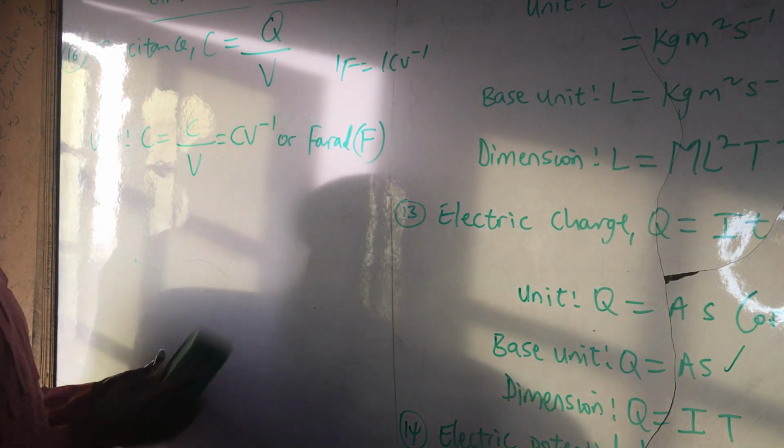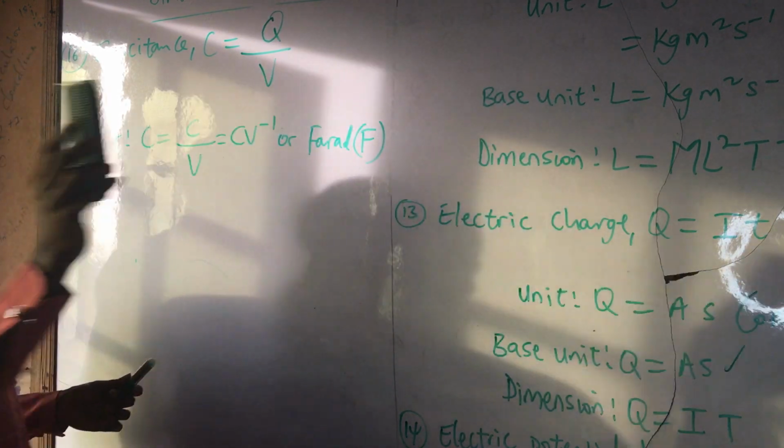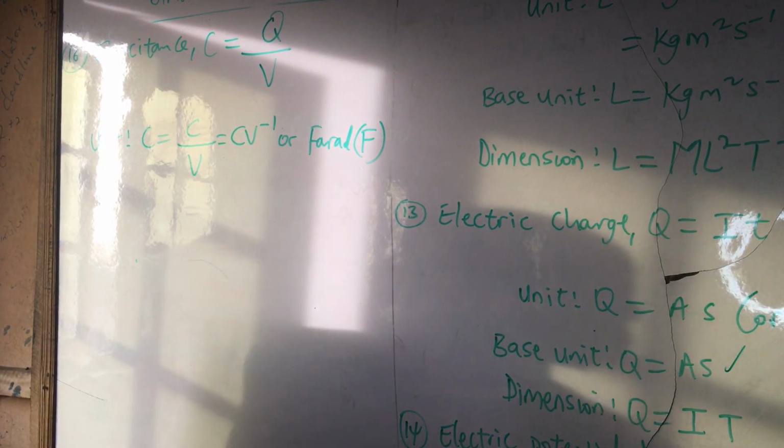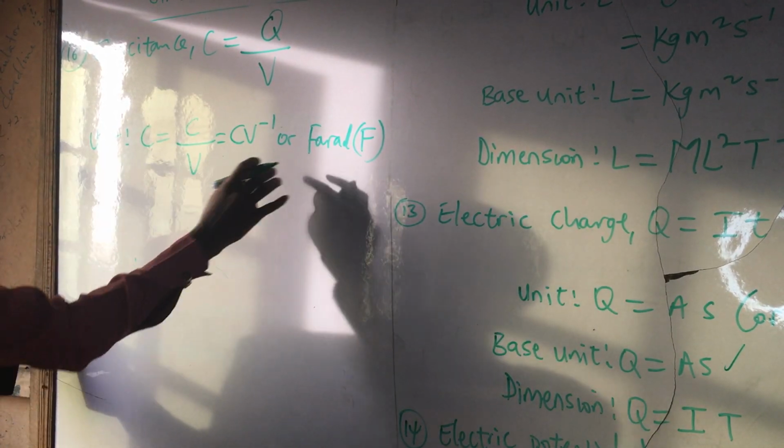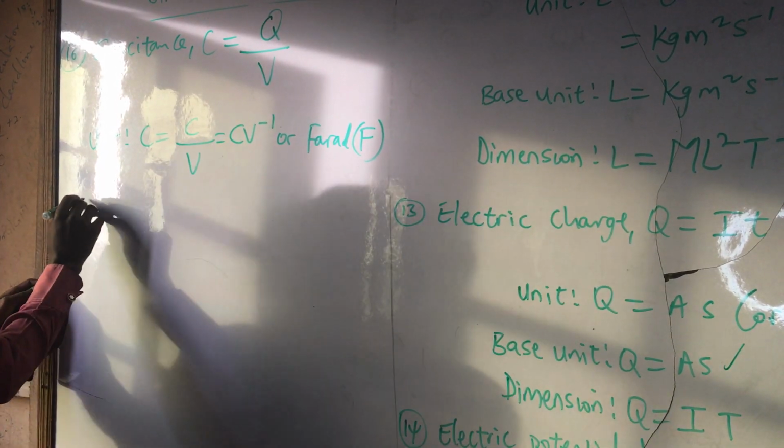It is from the Faraday, you know, in the electrolysis? So, you know, 1 Faraday is what? 96,500 coulomb. Okay? So the unit of capacitance is farad. Base unit now.